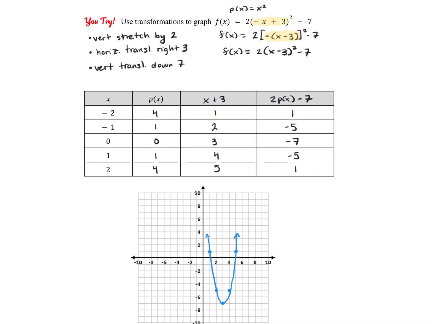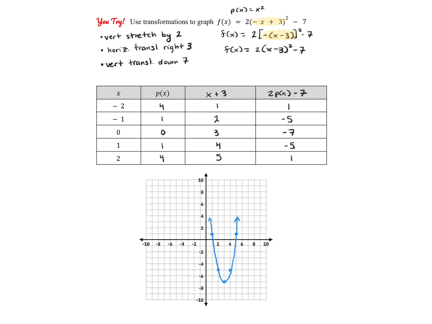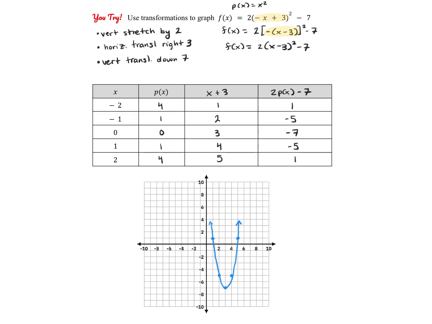And so we have our 3 transformations. So I took our parent functions and I did x values plus 3, and then 2 times the y values minus 7. And here's our transformed graph. And you can see it does definitely look like it's been shifted right 3 and down 7. It's definitely a little bit stretched out. So it does match what we would expect to see from the equation.